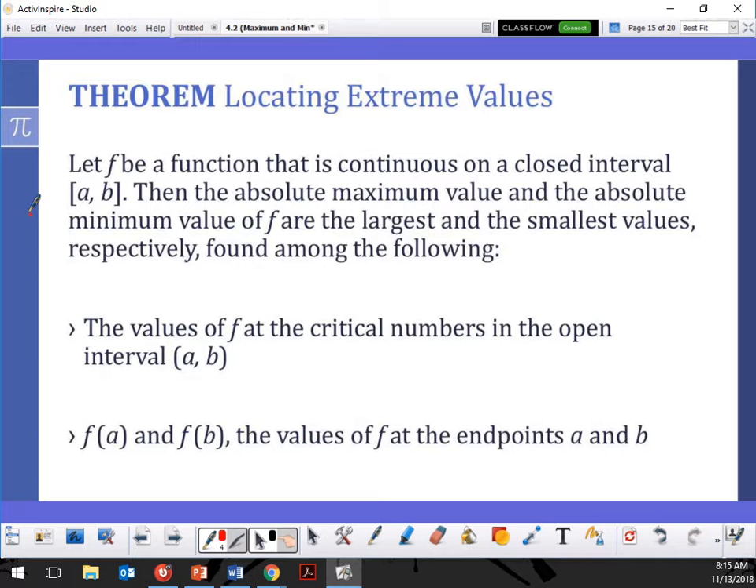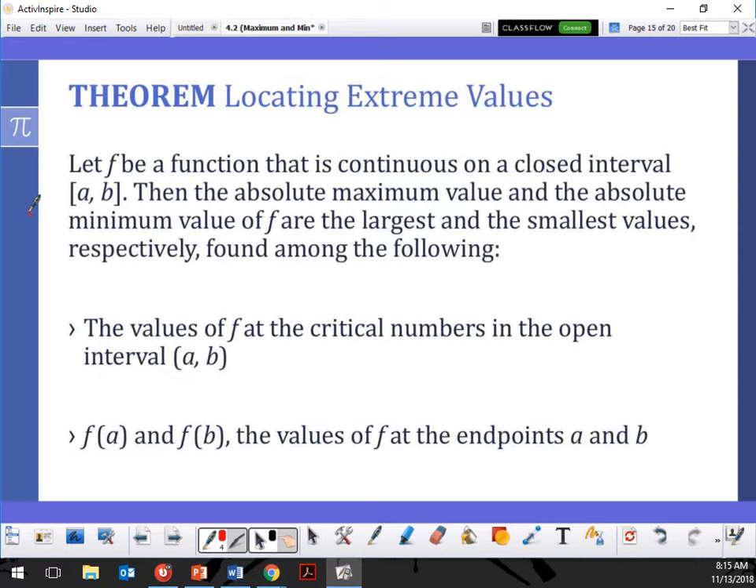Calc 1. Okay, so now 4.2, we're doing the theorem for locating extreme values. Let f be a function that is continuous on a closed interval a to b. How do I know it's closed? Bracket, thank you. That's important to understand. Then the absolute maximum value and the absolute minimum value of f are the largest and smallest values, respectively, found among the following.